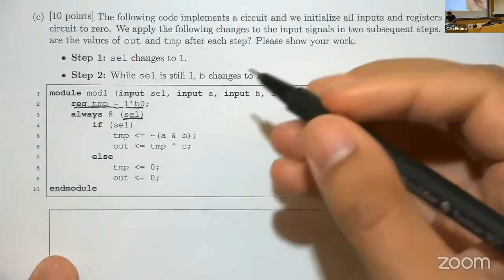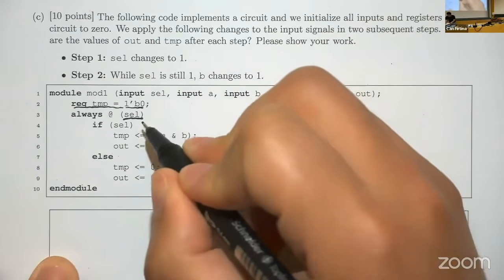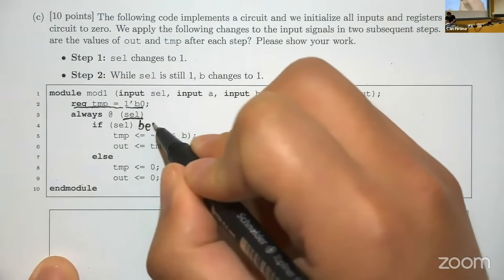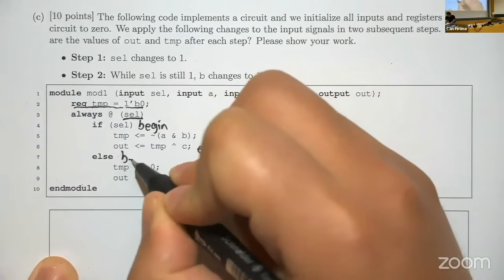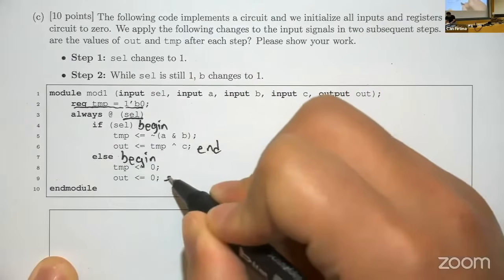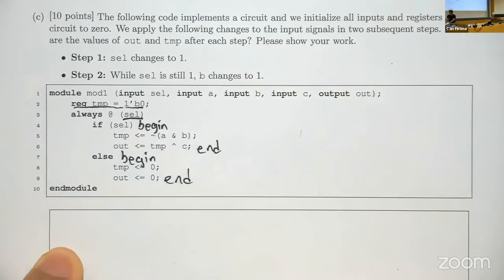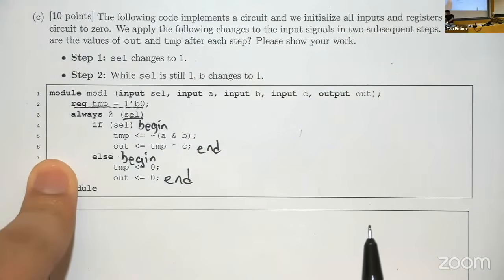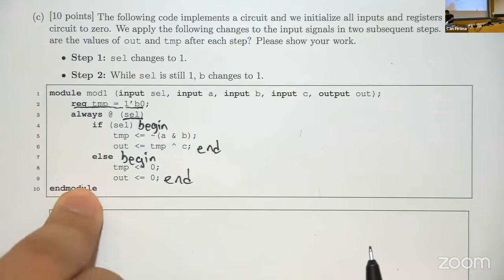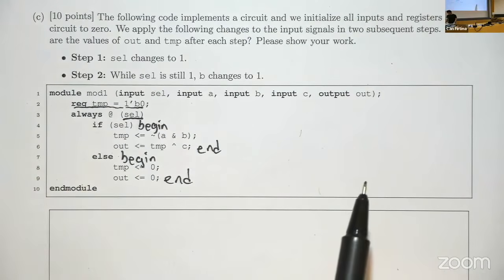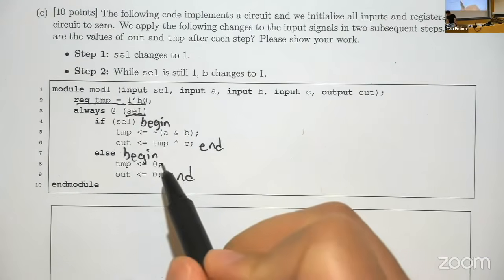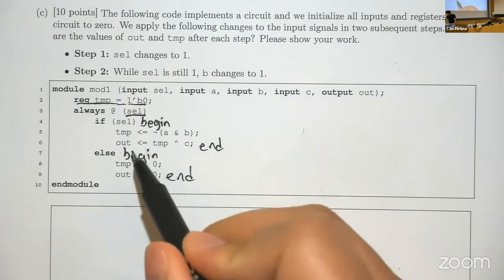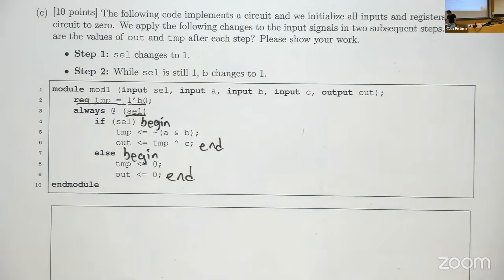I think there's a problem in this code. There should be begin and end statements here, basically to make sure that those 2 lines of code remain in the correct place, in the if statement and then the else statement. And in these if and else statements, we have assignments to temp and out.